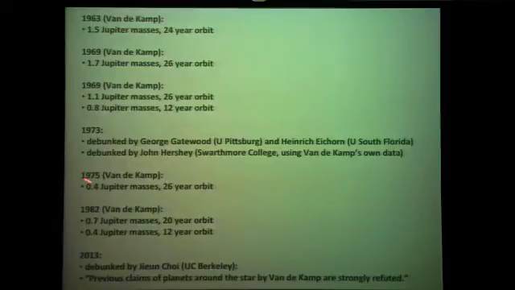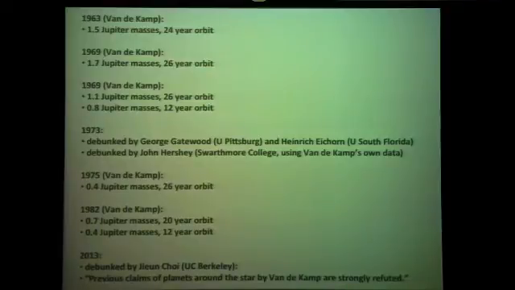He said in 1975, there's only 1 planet, but it's smaller. It's only 40% the mass of Jupiter in a 26-year orbit, and by this point, nobody's paying any attention. It's embarrassing. In 1982, he revised it again. He said, there are 2 planets, 0.7 Jupiter masses in a 20-year orbit and 0.4 Jupiter masses in a 12-year orbit. At that point, the planets pretty much went away.